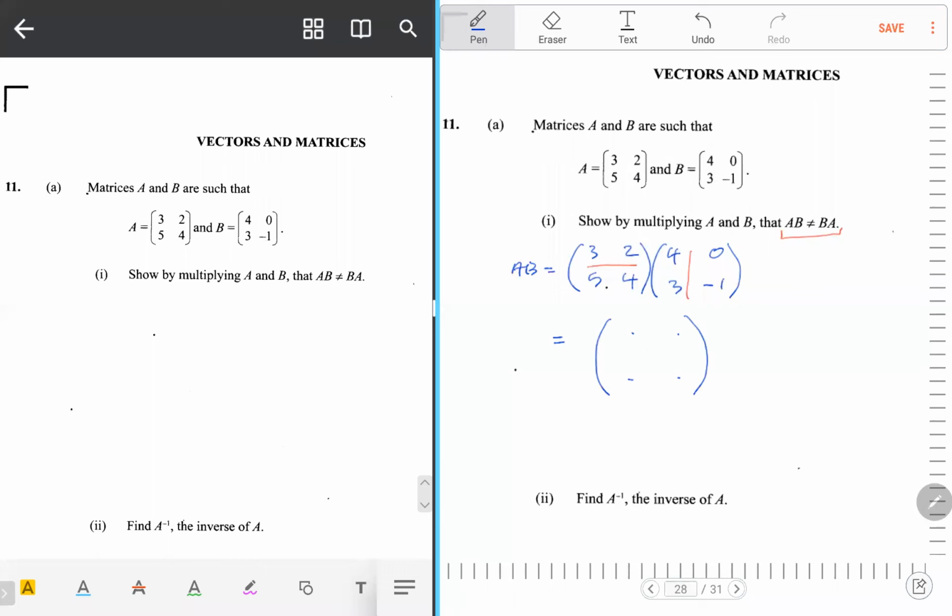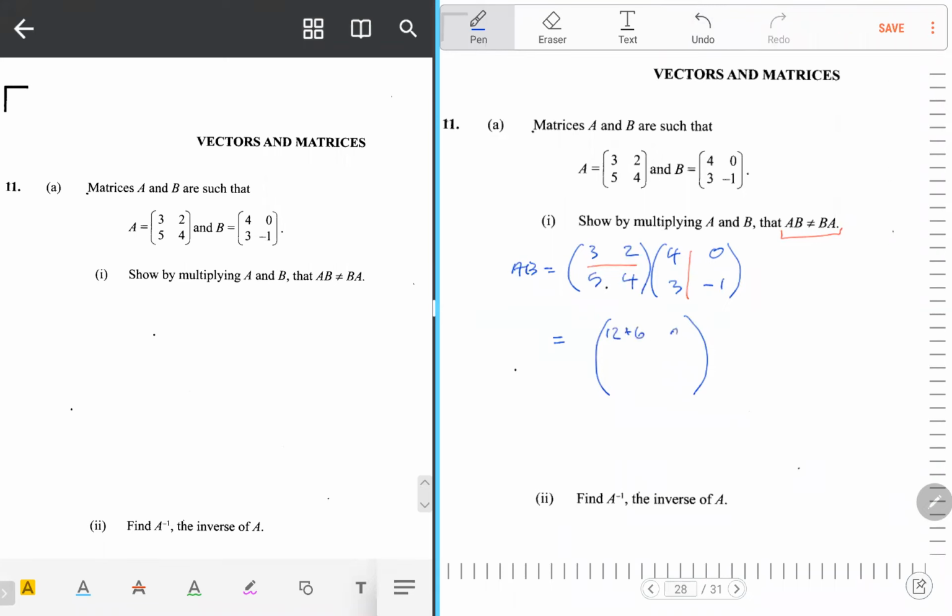The first value that we want is in the first row and the first column. To get that value, we use the first row with the first column: first element by first element, second element by second element. So it's 3 times 4 is 12, and 2 times 3 is 6.